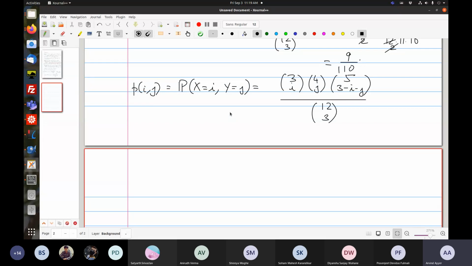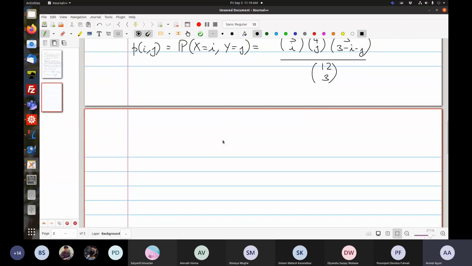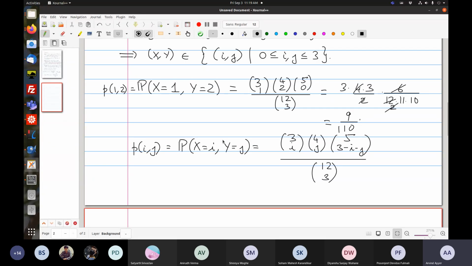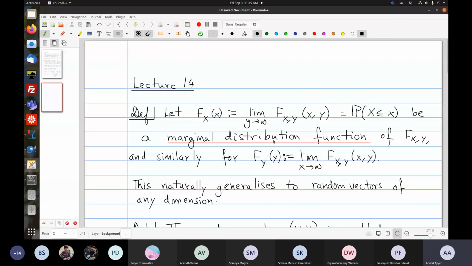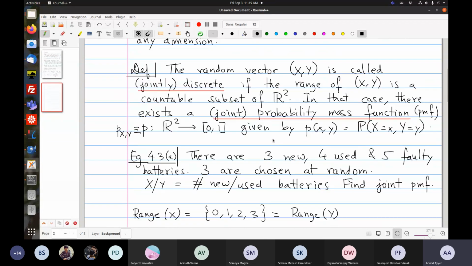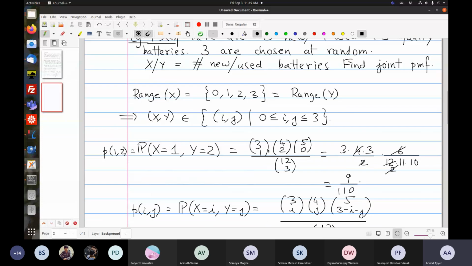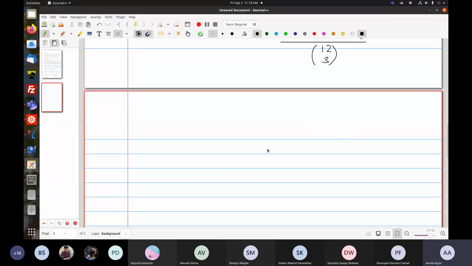Okay, so now just like you have the marginal distribution functions for a discrete random variable, you can talk about the marginal PMFs. So the marginal PMF is what it is.